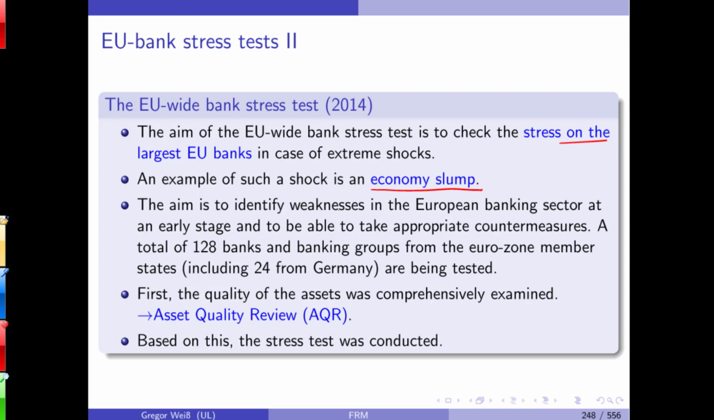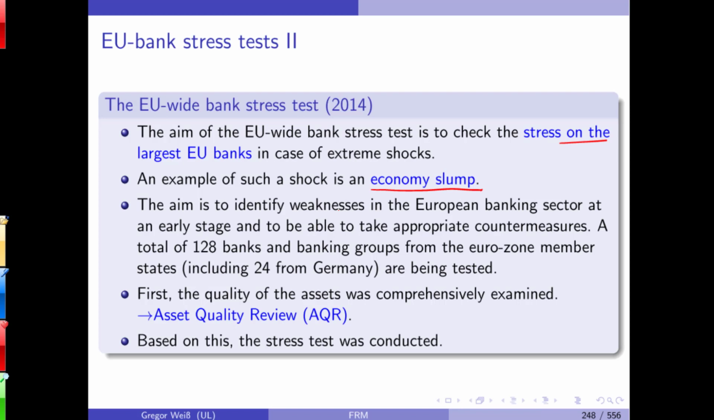The ultimate weapon of financial supervisors in almost all those scenarios: capital requirements. The idea was to identify those banks that need a larger capital buffer to have enough capital on their balance sheet in case such a scenario became reality. 128 banks and banking groups from the Eurozone participated in the European bank stress test, 24 from Germany.